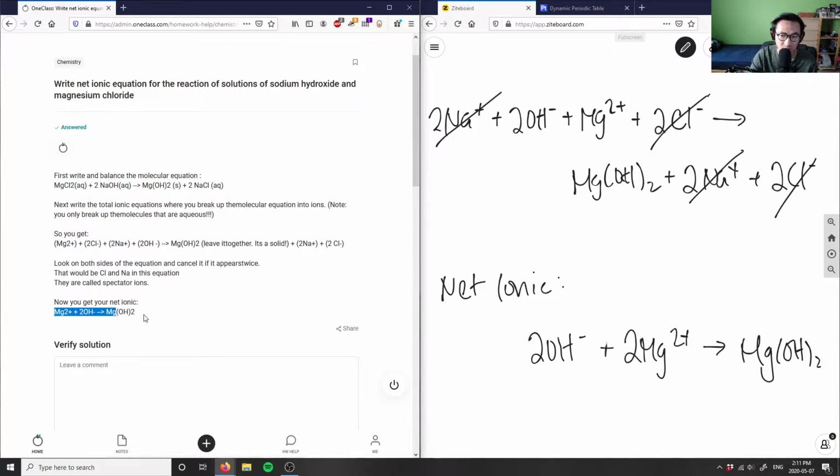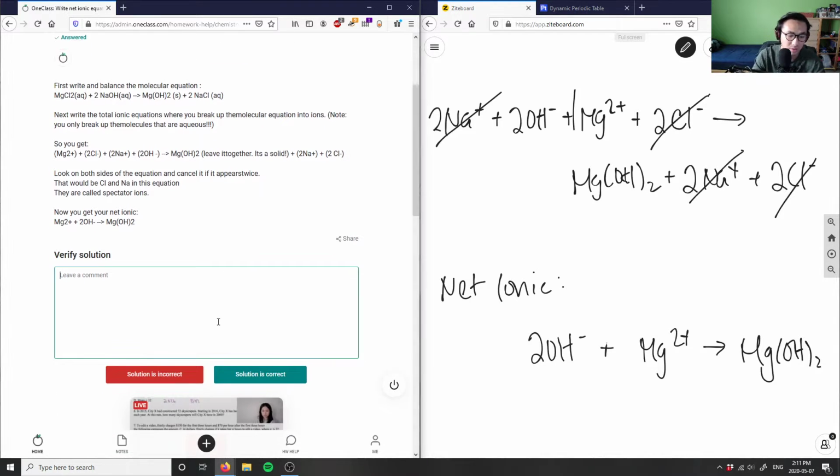And again, this here is also the correct answer. Sorry, I don't think there's a 2 here. It's just 1 here, sorry. So this here is a 1. So this here is the correct answer for the net ionic equation. So the solution here is correct. That's good analysis as well.